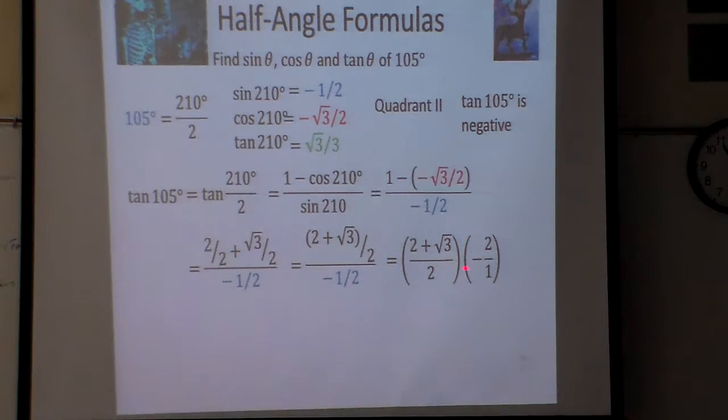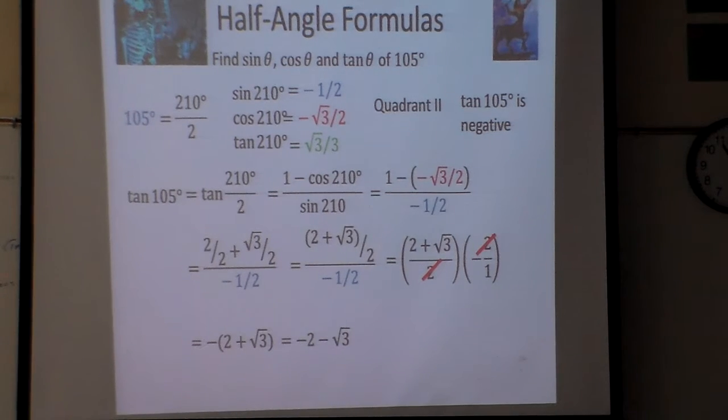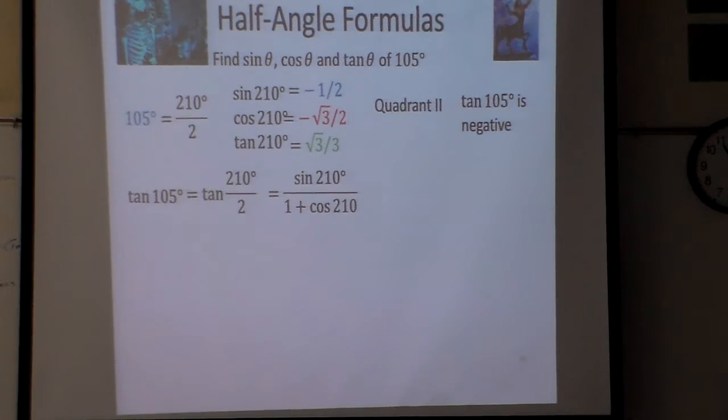The 2's are going to cancel, but that negative makes the whole thing negative. So I have negative 2 plus square root of 3, or I could write it like that. And we know that tangent of 105 is negative, so I know that is correct.